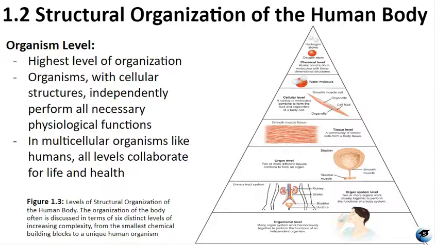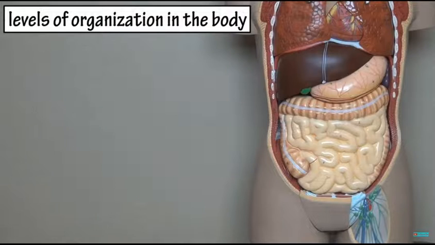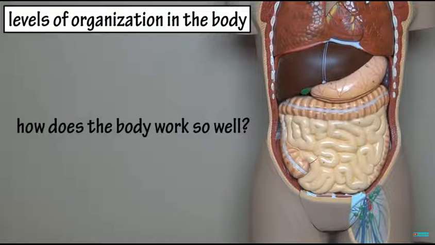Figure 1.3 shows the level of structure or organization in the human body and the distinct levels. So there's 6 distinct levels, and these are chemical, cellular, tissue, organ system, and organism. Levels of organization of body structure and function. How are body parts organized, and how do they work so well together?